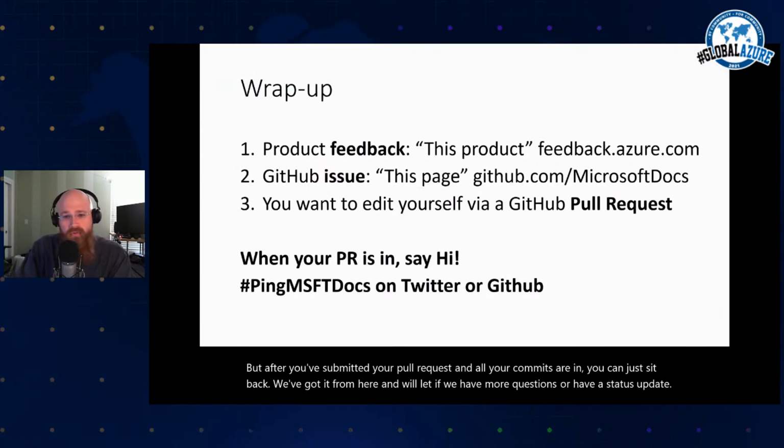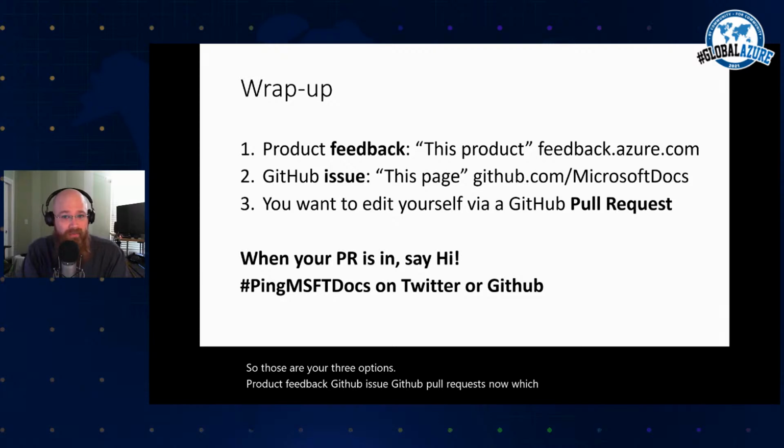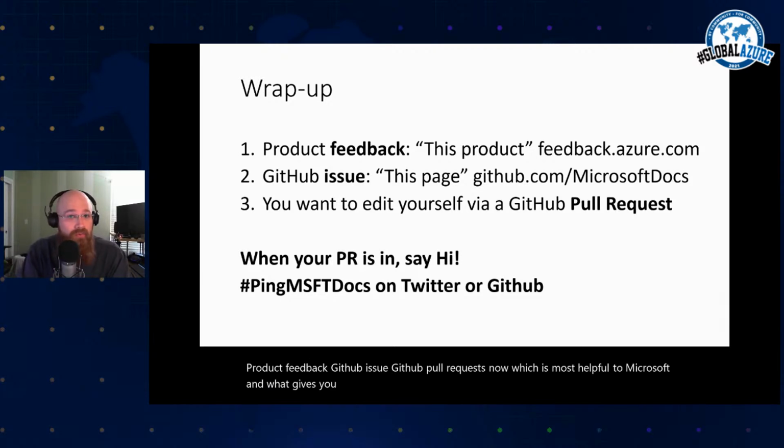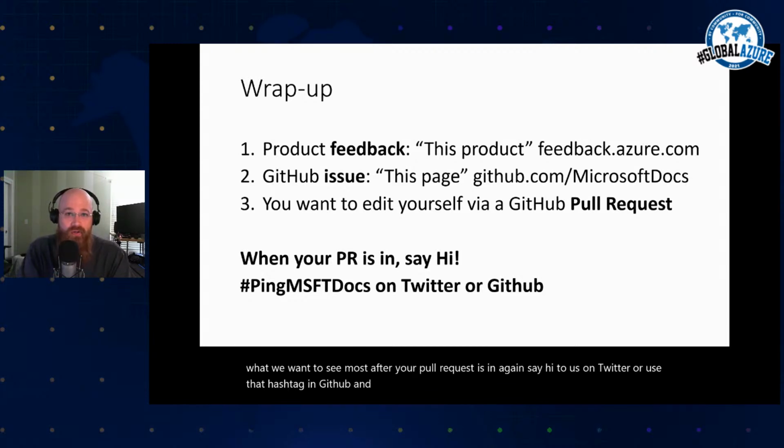So those are your 3 options: product feedback, GitHub issue, GitHub pull request. Now, which is most helpful to Microsoft and what gives you contribution credit? Only the third option, only pull requests. That's actually what we want to see most. After your pull request is in, again, say hi to us on Twitter or use that hashtag in GitHub, and we can recognize you as a contributor there as well.